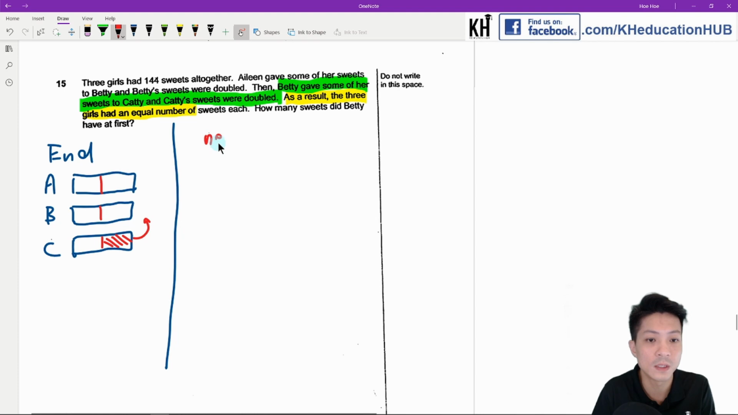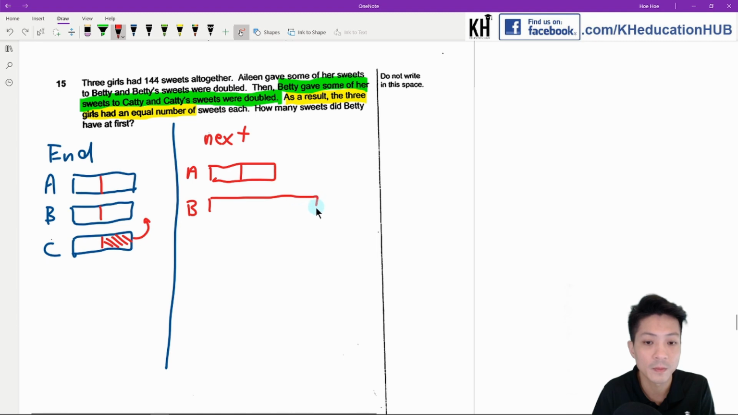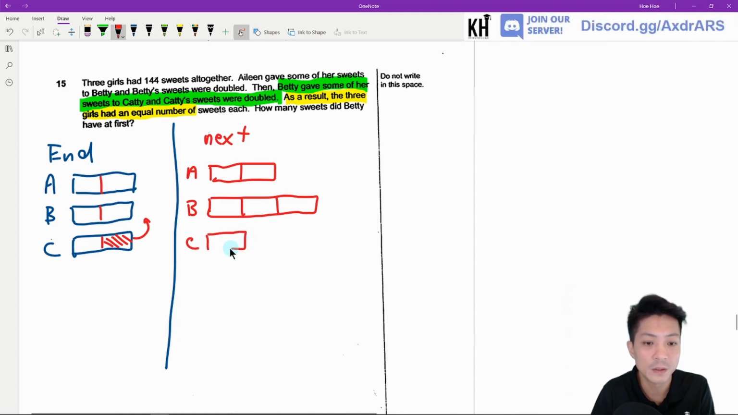Okay, so this is the next. Eileen will remain as 2 units. Betty, after taking back that 1 unit, will now have 3 units. And Katie will be left with 1 unit.